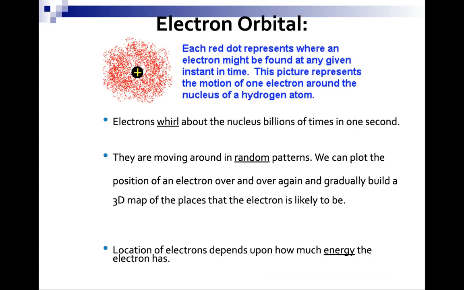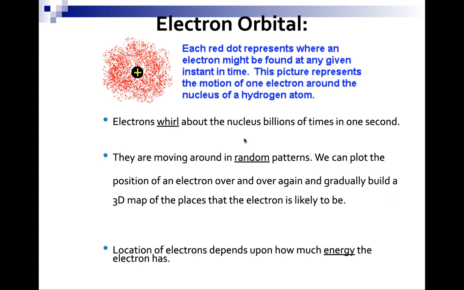So what we're going to talk about moving forward is where these electrons are located, and they are no longer located in shells per se, but more so in regions of space that we call electron clouds or electron orbitals. And these orbitals, do not confuse with orbits, are regions of space where the electron is sort of whirling about billions of times in a second, and they are moving in random patterns. And when we plot a 3D map of where a particular electron is going to be, we will see that it creates a space that has a certain shape associated with it.